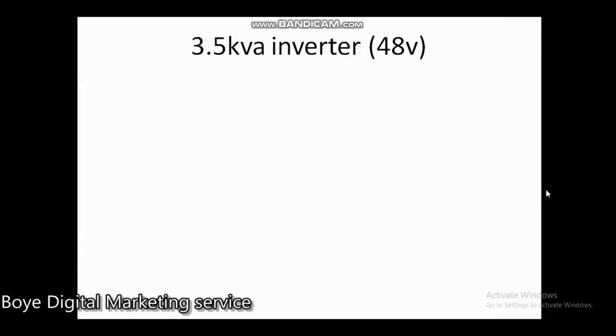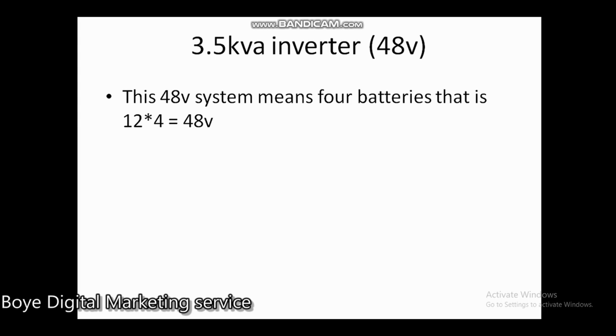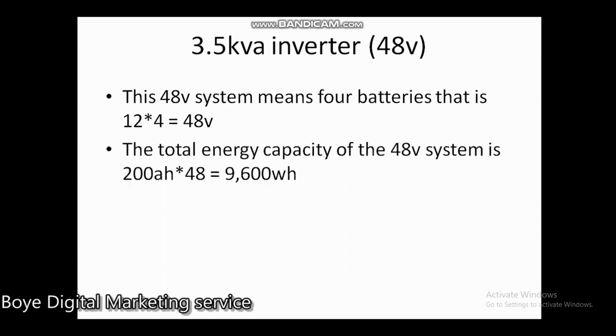Now I'm talking about the 3.5 kVA 48 volts. Now this 48 volts means 4 batteries, that is 12 volts of each battery times 4, which will give you 48. Now the total energy of the 48 volt system is going to be the 200 amps times 48 volts, which will give you 9600 watt hours.